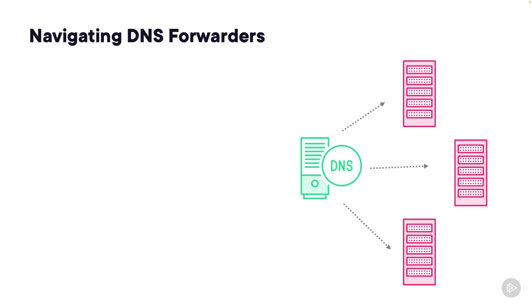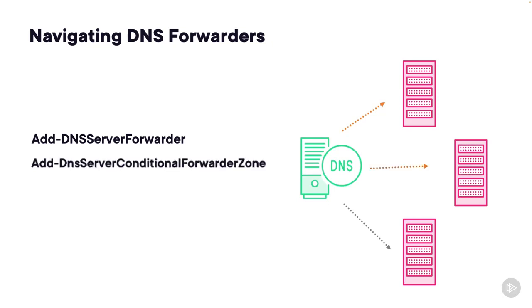Now let's talk about DNS forwarders. These are essentially DNS servers that your server will query when it can't resolve a domain name locally. To create forwarders, you'll use the Add-DnsServerForwarder command and the Add-DnsServerConditionalForwarderZone command. If you're interested in querying the existing forwarders, you can use the Get-DnsServerForwarder command. This will show you the IP addresses that your server is currently forwarding to.